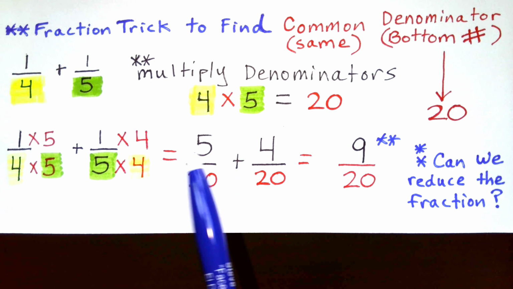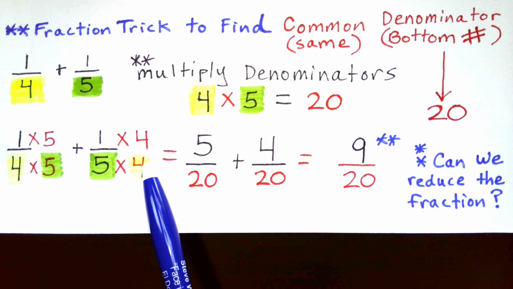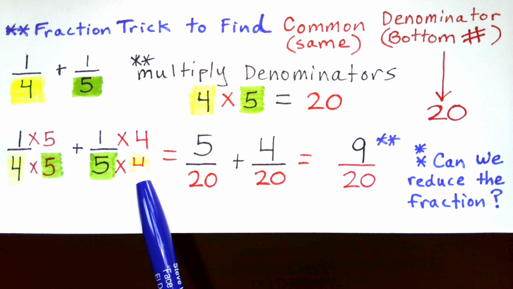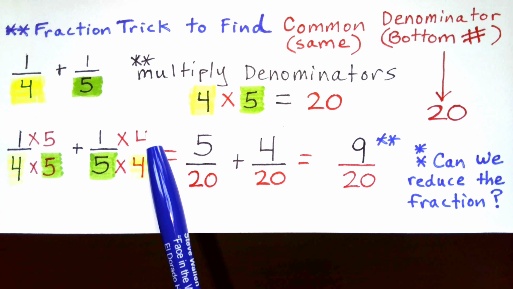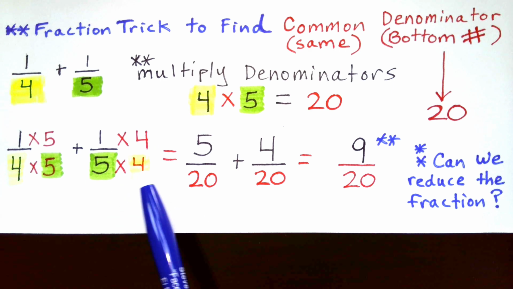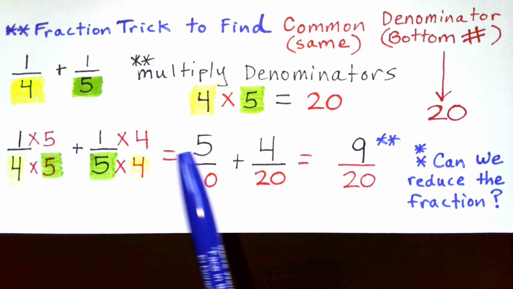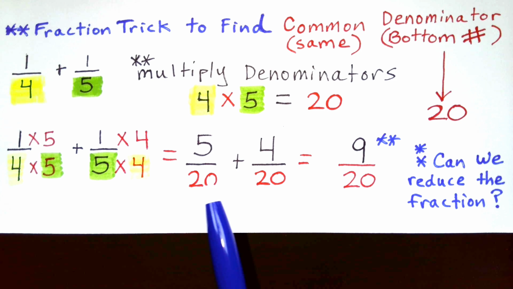Plus. 5 times 4 is 20, right? I just showed you that up here. So I'm going to multiply 5 times the 4. What I do to the bottom of the fraction, I have to do to the top. 5 times 4 is 20. 4 times 1 is 4. Now we've got that common denominator and a much friendlier set of fractions.